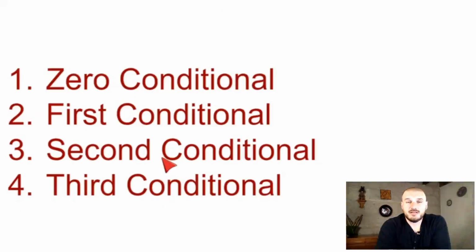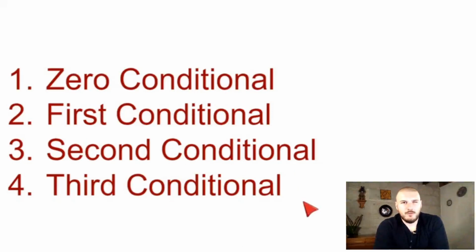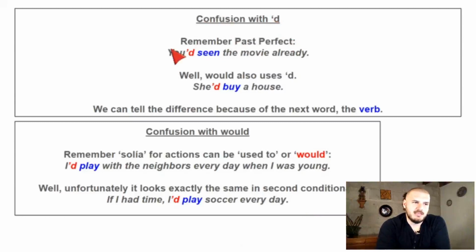So that's everything with the conditionals, the 0, the first, the second, and third conditionals. But before we finish the class, I want to look at one more thing. So there is a little bit of confusion with the apostrophe D. So remember the past perfect? Ya habías visto la película? You'd seen the movie already? We use that apostrophe D for had. Okay? When we're talking about would in the conditionals, we also use apostrophe D.